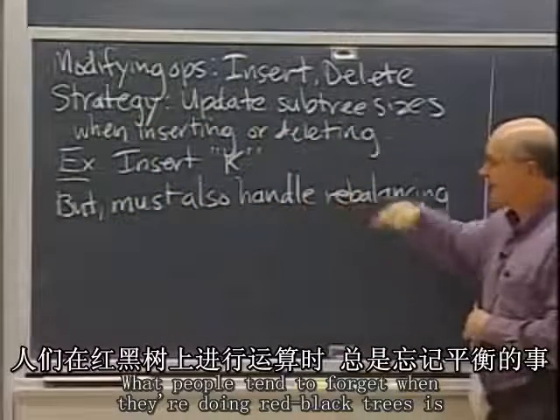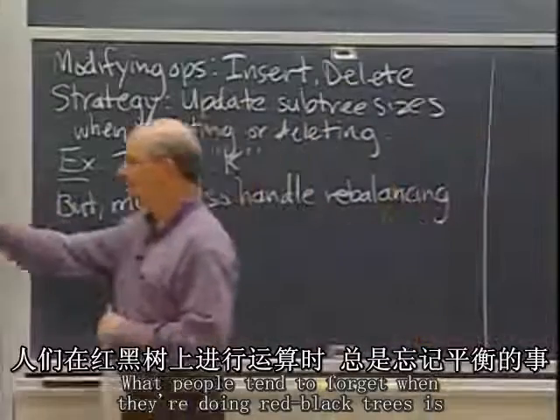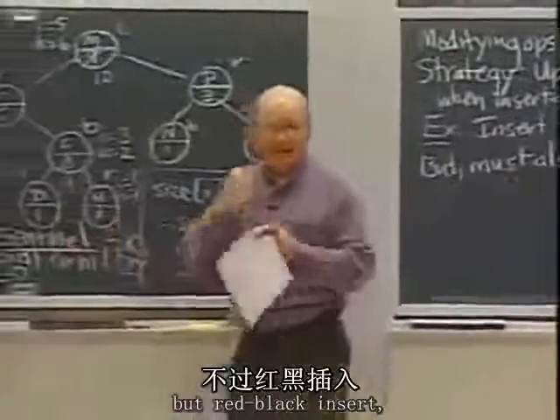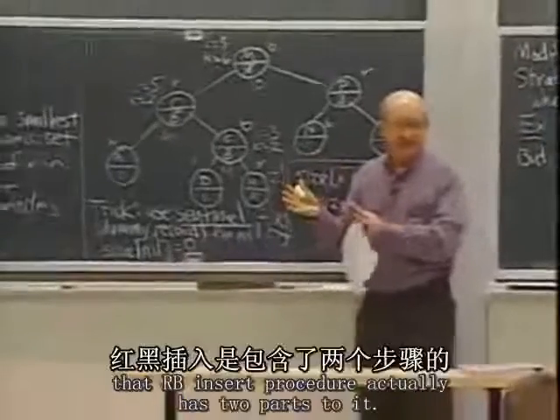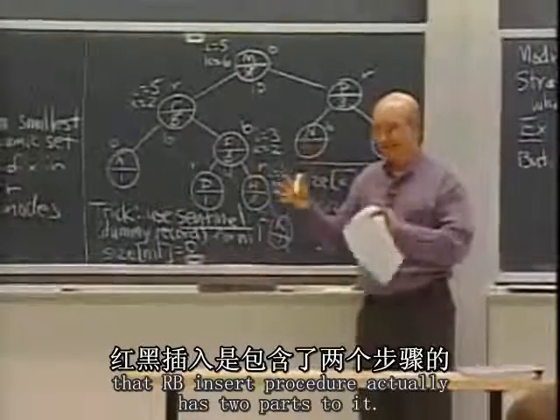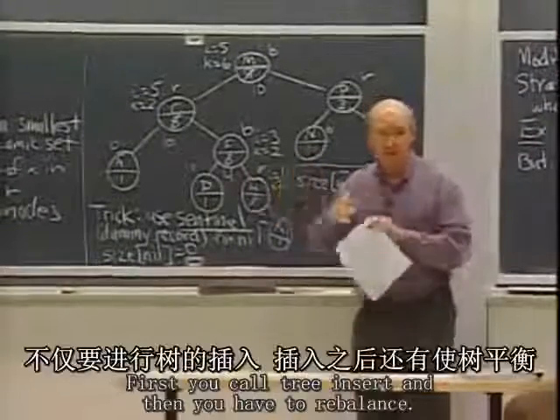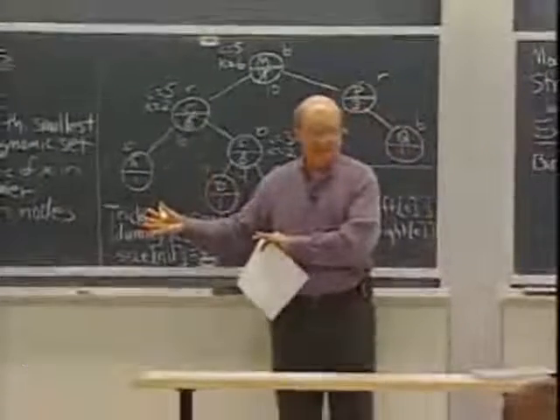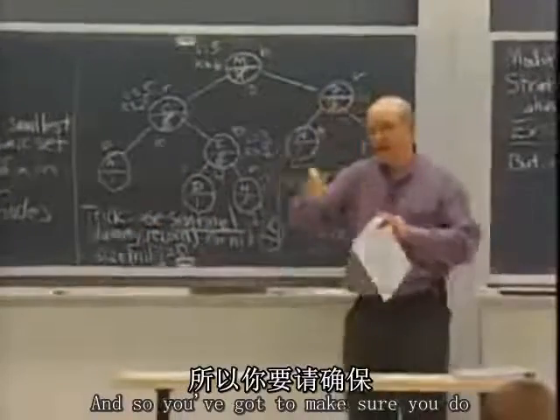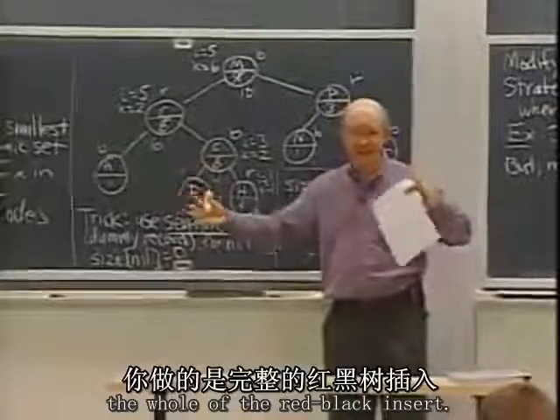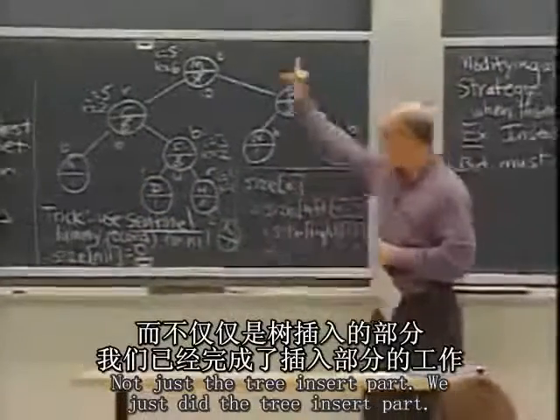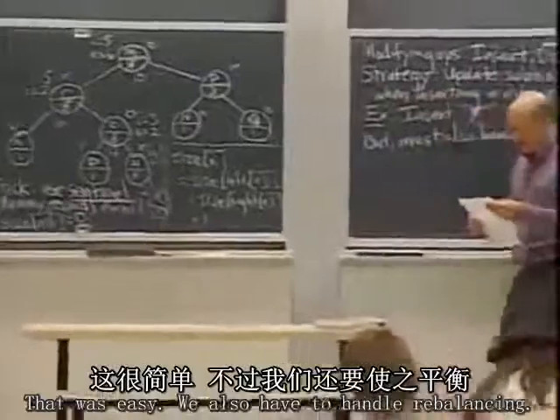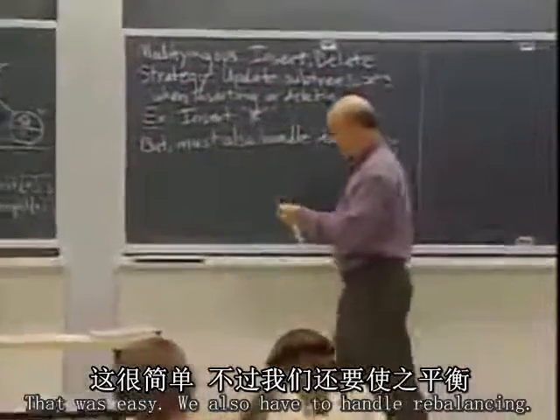What people tend to forget when they're doing red-black trees is they remember the tree insert part of it. But the red-black insert procedure actually has 2 parts to it. First you call tree insert, then you have to rebalance. So you've got to make sure you do the whole of the red-black insert, not just the tree insert part. We just did the tree insert part. That was easy. But we also have to handle rebalancing.